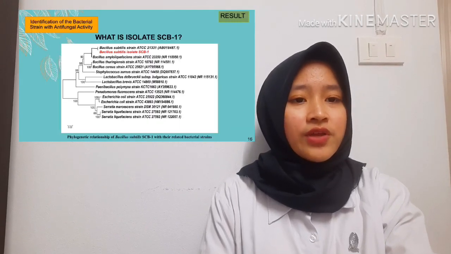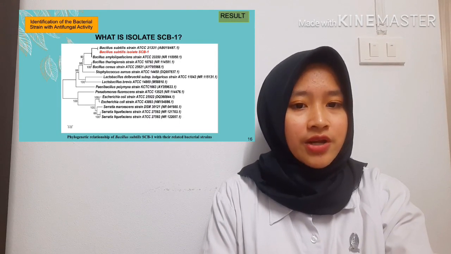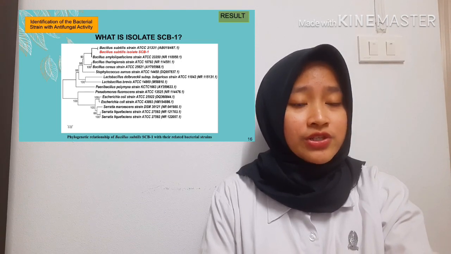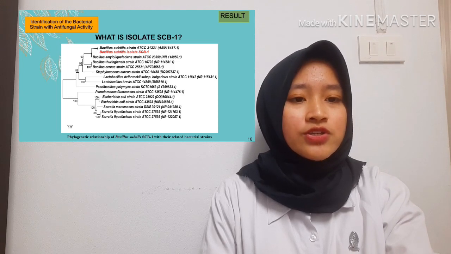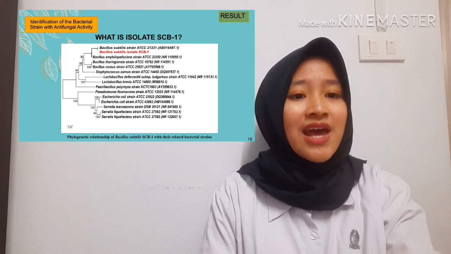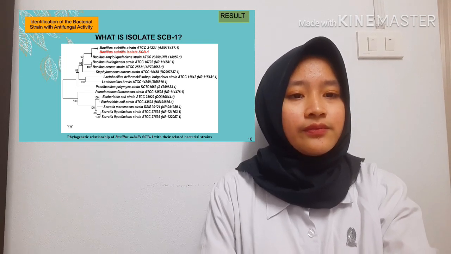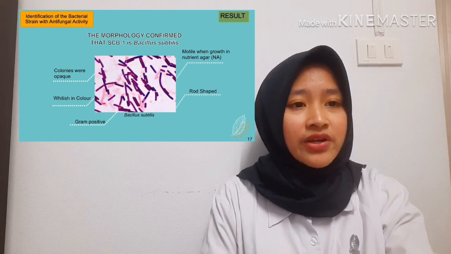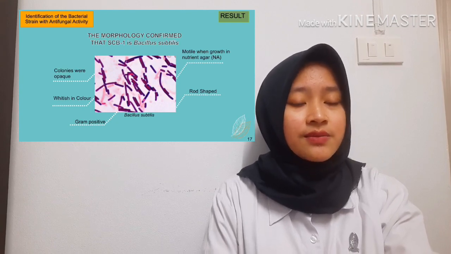Here is the result of the identification of the bacterial strain with antifungal activity. This is the picture of the phylogenetic tree. The sequence of isolate SCB-1 is evolutionarily related to Bacillus subtilis strain 80cc. From the morphology, it was confirmed that bacterial isolate SCB-1 is Bacillus subtilis.